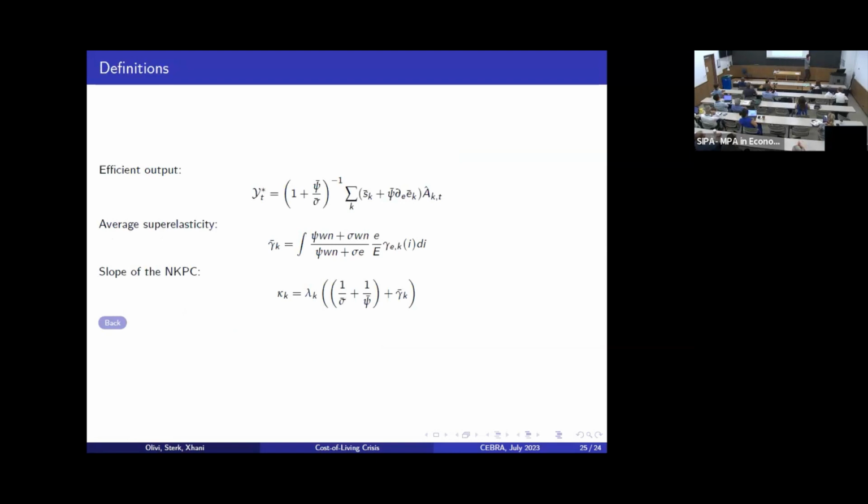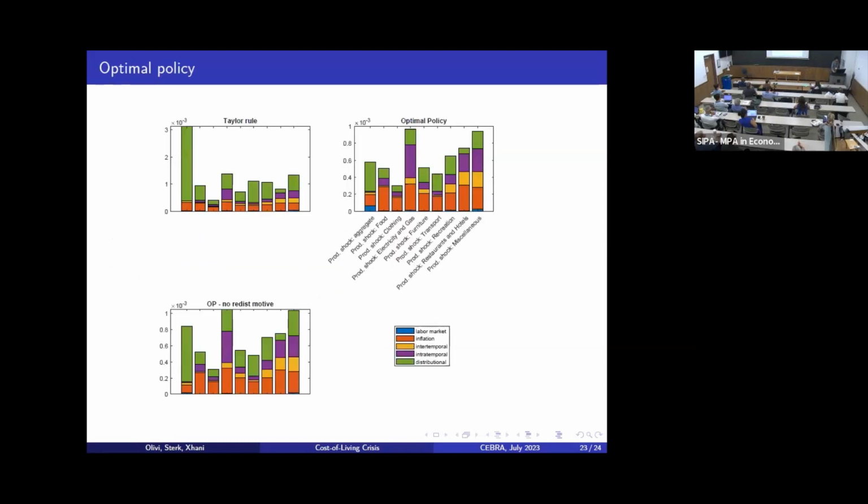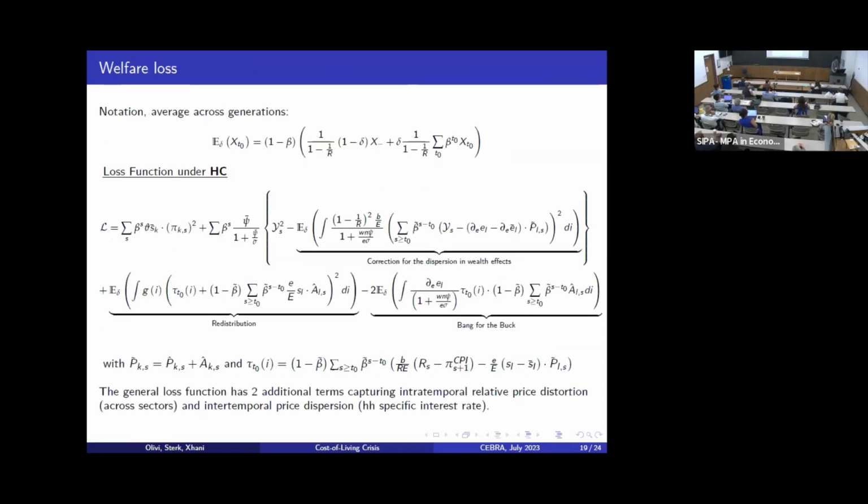So, okay, if you look at the welfare function just under this homothetic algo, the welfare function is kind of similar to what you have in the standard model. You care about inflation distortion that are basically weighted by the size of the different sectors. So it flows through, it's basically CPI. You care about distortion in the output gap because you have wealth heterogeneity, you have a correction for the different wealth effects. Different households are going to have different wealth effects.